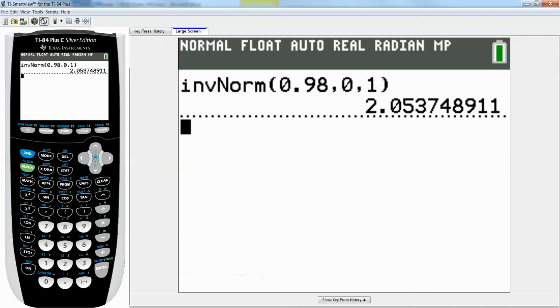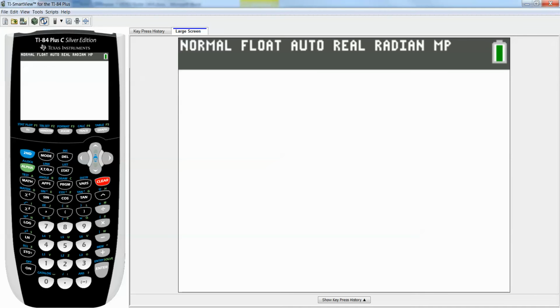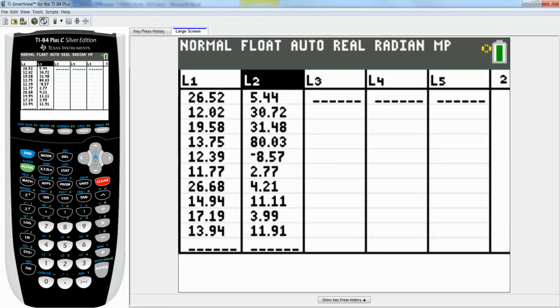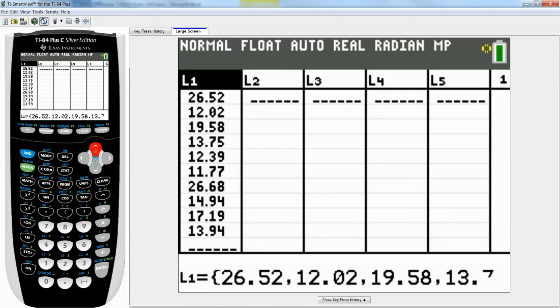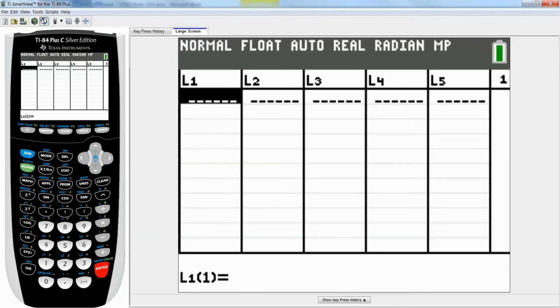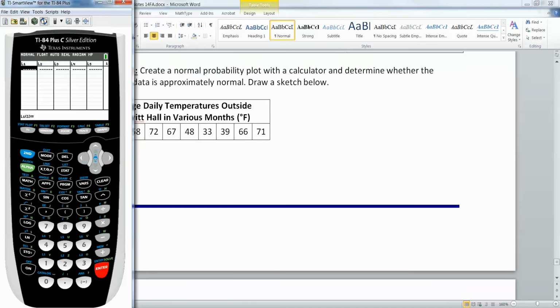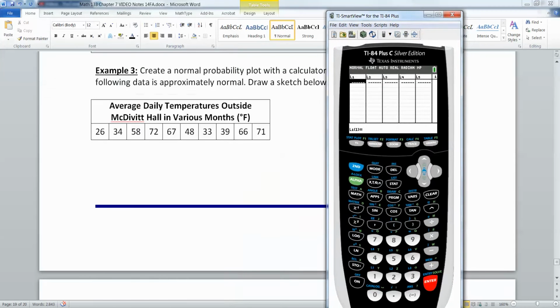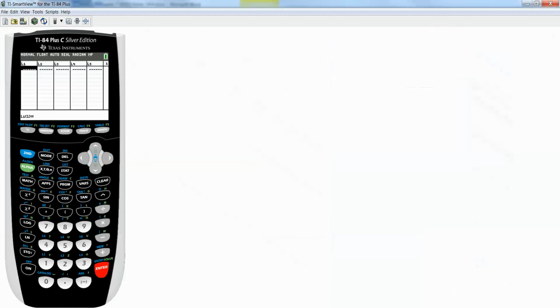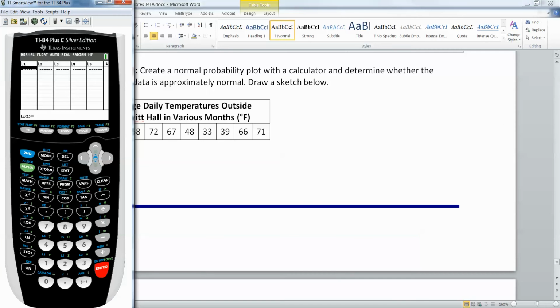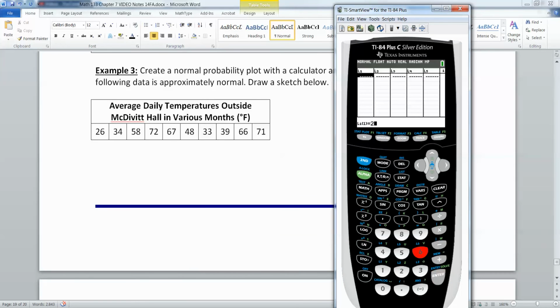So I'm going to grab my calculator. I'm going to clear this out. I'm going to go to Stat, Edit. I'm going to clear out these old columns for L1 and L2. I'm going to type that new data set they gave me in L1. So let me grab this right here. So 26, 34, 58, 72.